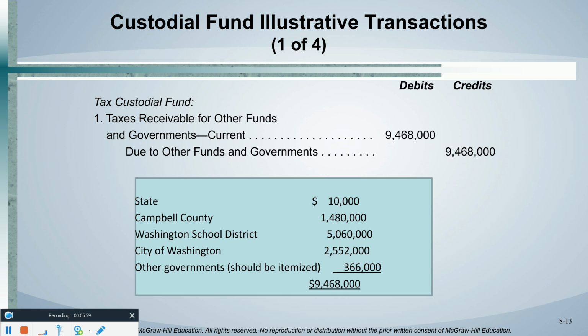The custodial fund is going to debit a receivable, and that receivable is basically the receivable from the taxpayers. They are going to collect that $9,468,000. And the credit goes to a liability due to all the other funds and the governments. Basically what they're saying is, yes, we're going to collect the $9,468,000 from the taxpayers, i.e. the receivable, and once we receive it, we are going to simply turn around and pass it along to all the government jurisdictions within the county boundaries, i.e.